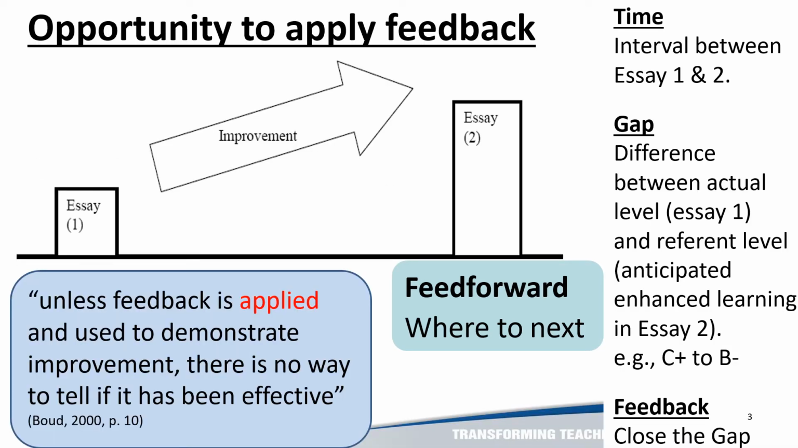Let's apply the idea of the AFL framework to the context of teaching essay writing. So let's say from essay 1, the child's actual level of performance is a C+, and the anticipated enhanced learning from the feedback that we give is aimed at helping him improve to a B-. The difference between these two levels is what is known as the AFL gap. So in the task design, there must be opportunity for students to apply the feedback. And Boud is the one that argues that unless feedback is applied and used to demonstrate improvement, there's no way to tell that it has been effective.